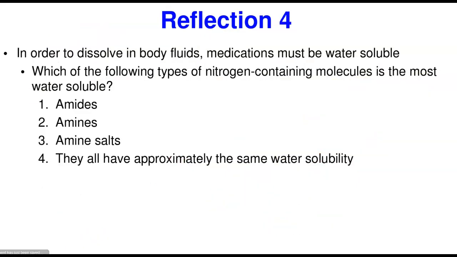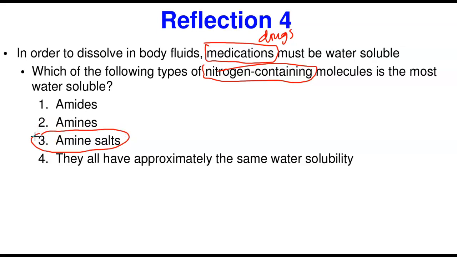Now, in reflection 4, this is a theoretical question. It says, in order to dissolve in the body, medications, that's drugs or medicines, must be water soluble. Which of the following types of nitrogen containing molecules is the most water soluble? Amides, amines, amine salt, they are all approximately the same water solubility. So which one? You have the answer. We've been talking about it, amine salt. So it's going to be amine salt as the most water soluble. And in fact, most drugs are made and prepared in this form and administered for use.